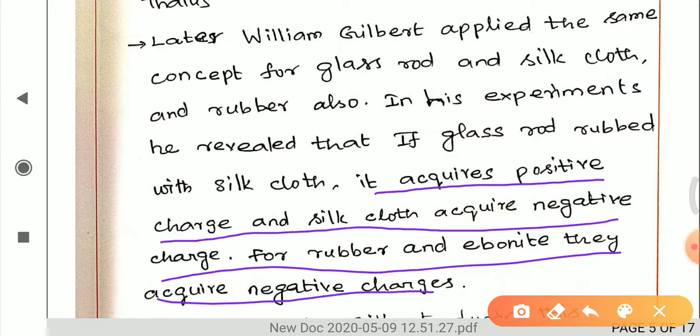In this sentence you can read that if a glass rod is rubbed with silk cloth, it acquires the positive charge, and silk cloth acquires the negative charge. That means the glass rod acquires the positive charge, and silk cloth acquires the negative charge. The same experiment he did for rubber and ebonite also.